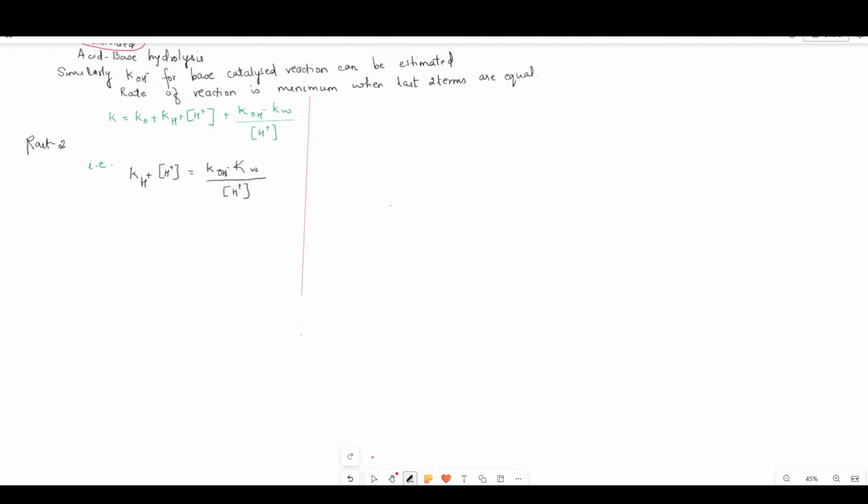The rate of reaction is minimum when the last two terms of the equation are equal. So we now get this equation, that is k_H+ [H+] is equal to k_OH- Kw divided by the hydrogen ion concentration.